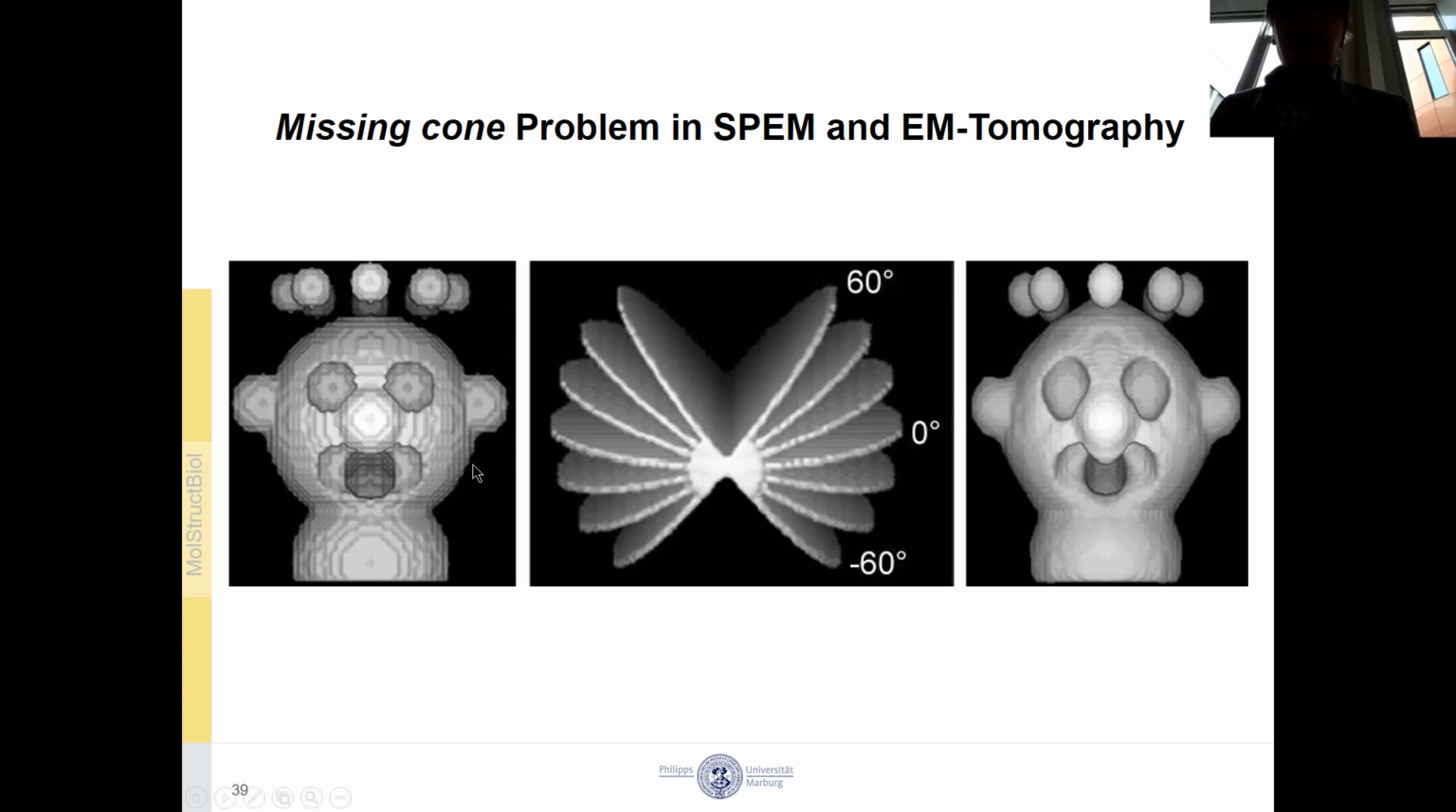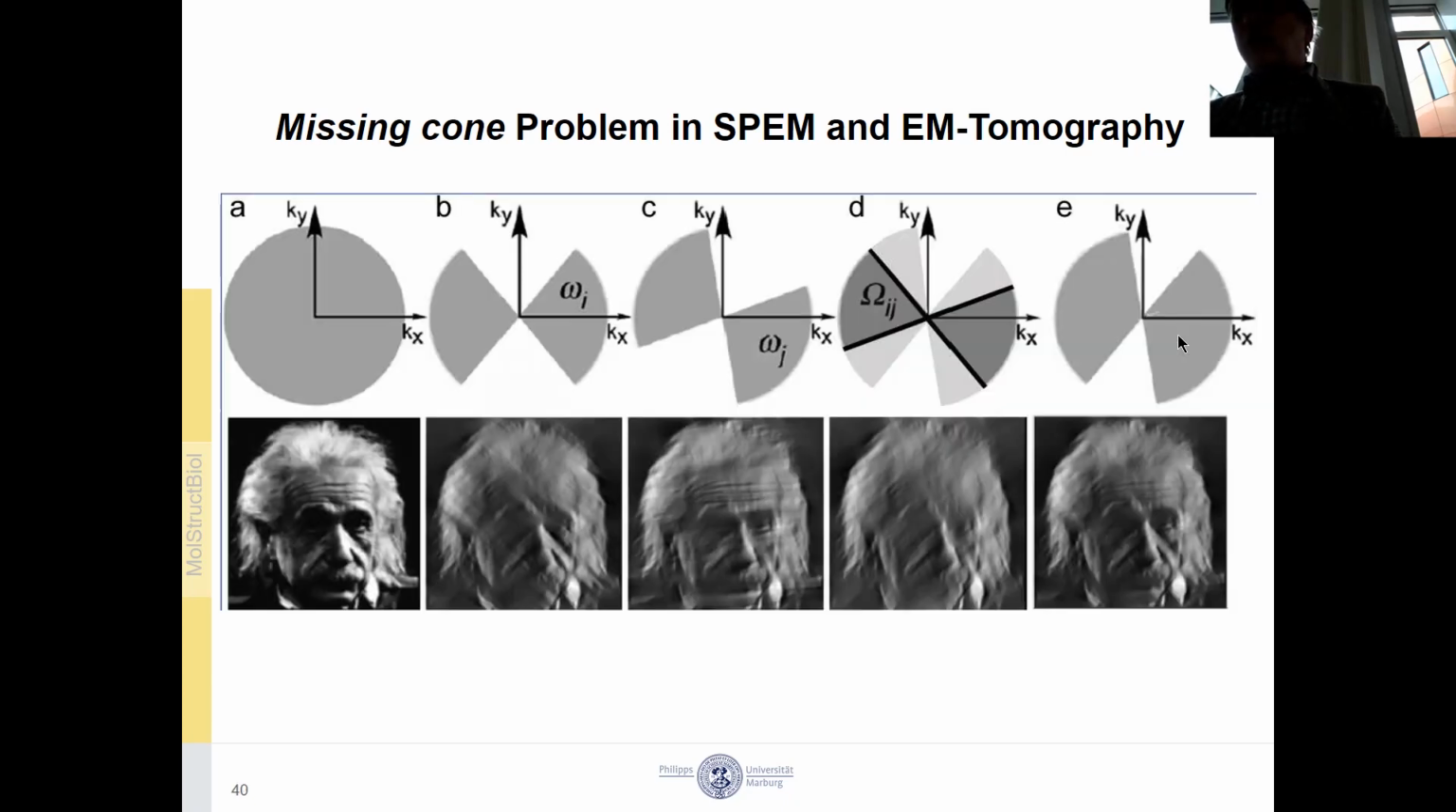So before, it was looking quite optimistic. After that, it looks a bit pessimistic, and I would say the brain is bulging out of the skull here, so the structure is distorted. That is a missing orientation problem that we do have in single particle analysis and also in electron microscopy tomography.